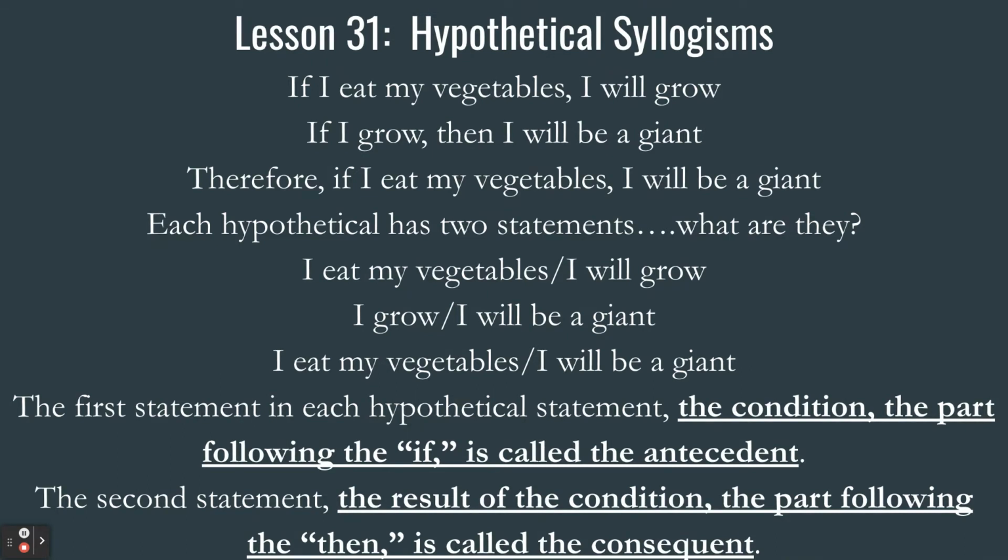Now you'll notice, I will grow is both a consequent and an antecedent in this syllogism. So the point is, this only works line by line. Just because I eat my vegetables is the antecedent in this syllogism doesn't mean it always has to be. It could be the consequent in another one. But what comes first after the if is the antecedent. What comes second after the then is called the consequent. Any questions about that? Two pieces, fairly simple. Let's go on.